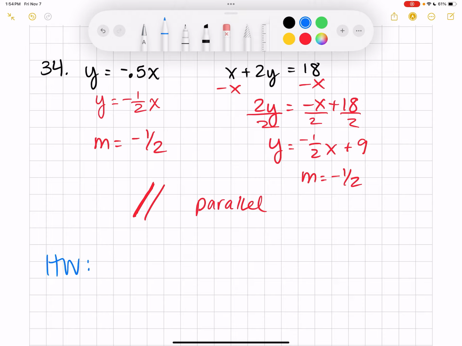All right, 21 through 27 odd, and then 33 and 35. Okay, add that to the paper from yesterday, and then turn it all in together.